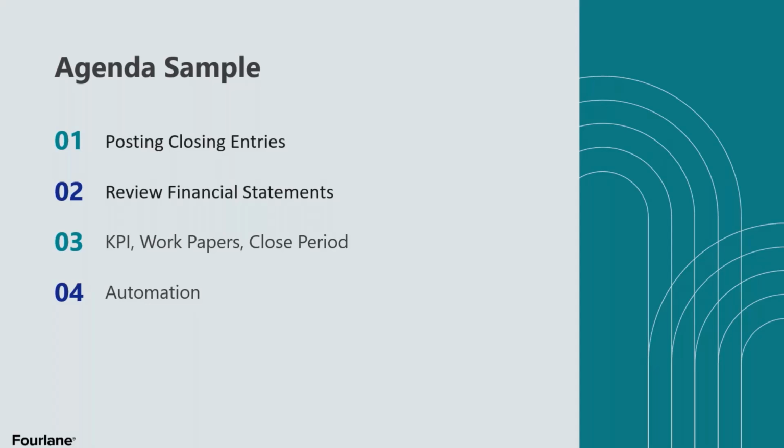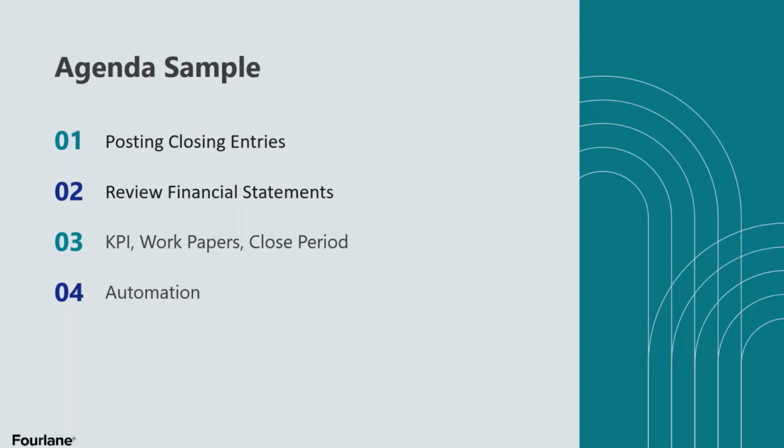And then in Marjorie's video, she reviews the leading indicators reports and work papers. We're not going to touch on those just for the sake of time today, but I am going to show you the difference in closing periods in QuickBooks Online versus Acumatica. And then number 4 is we'll touch on a little bit of automation.